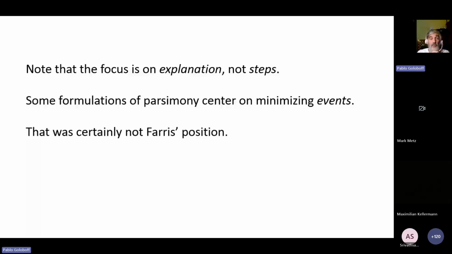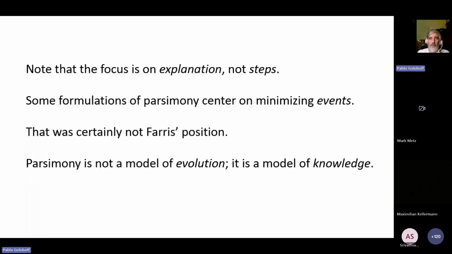That was certainly not Farris's position. One could say that parsimony is not a model of evolution, it is a model of knowledge. What it's trying to quantify is not how evolution has actually proceeded. What it is trying to quantify is actually what we can do in terms of how we explain the observations, how good the explanation we can provide is given this tree or that tree. So it's a different approach from, say, maximum likelihood.